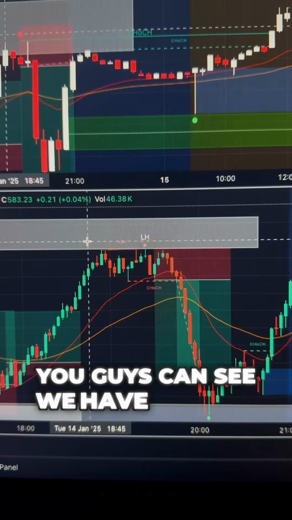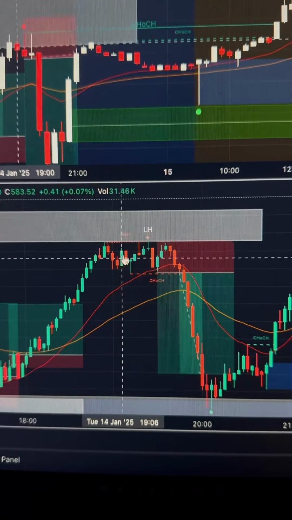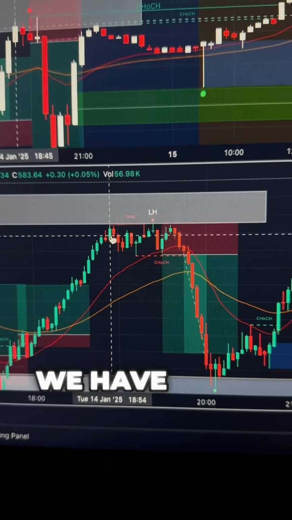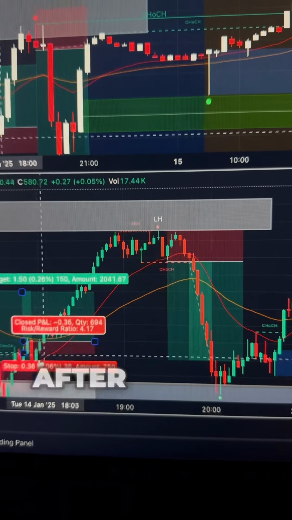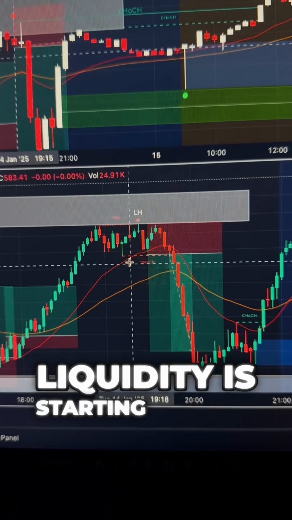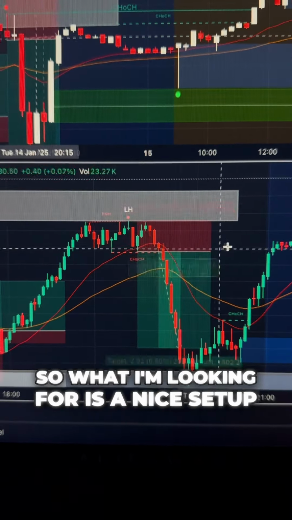So you guys can see we have our M15 supply. We have our M3 supply. We pulled back to the pivot that we wanted to pull back to from market open. We have price starting to consolidate after a large move to the upside. So that shows that buy side liquidity is starting to slow down and the buyers are weakening. So what I'm looking for is a nice setup to take a short position.